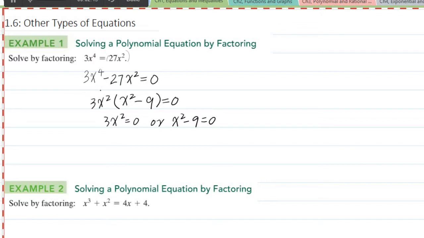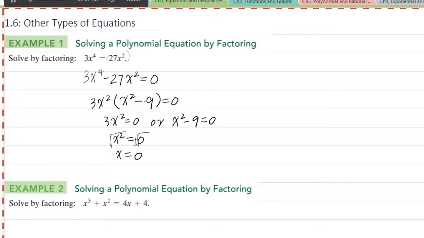So we can continue. Here, we'll divide both sides by 3. You're just going to have x squared equal to 0. Then take the square root of both sides, and you're going to have positive, negative 0, which is just 0. That will be our first equation. You could also just take the square root of both sides and have positive, negative. Again, it's the same thing.